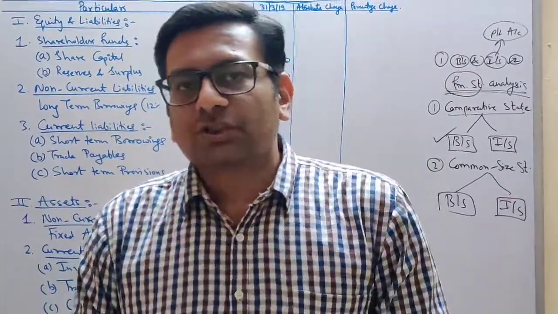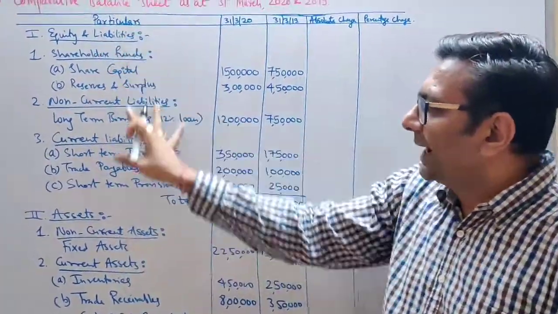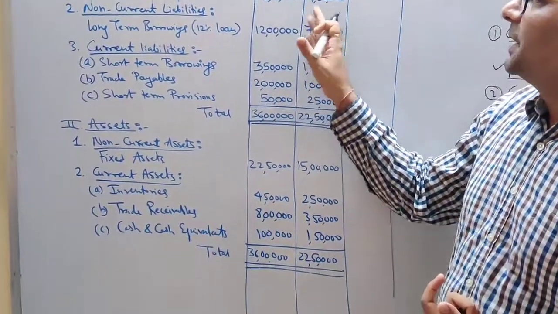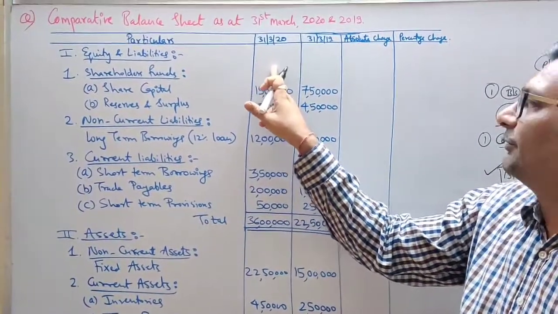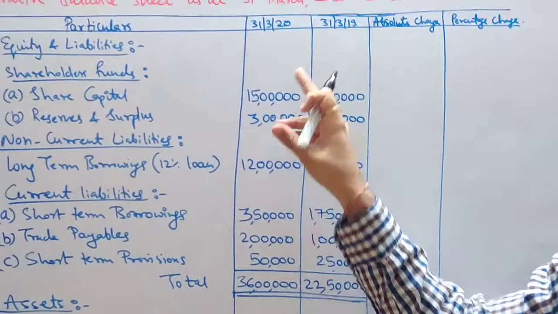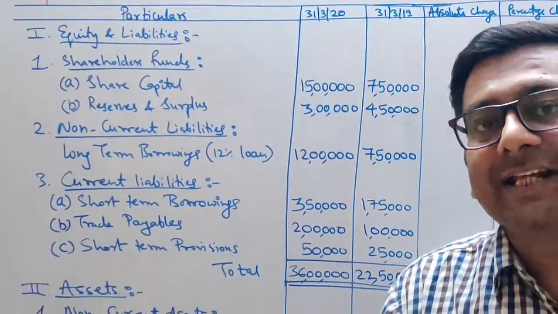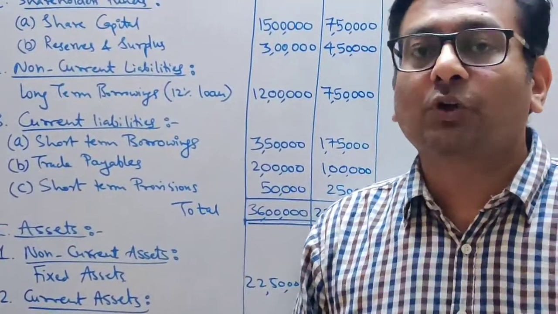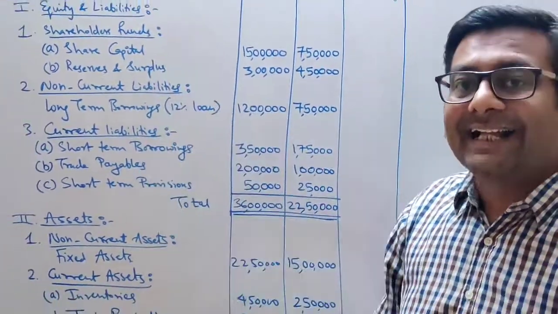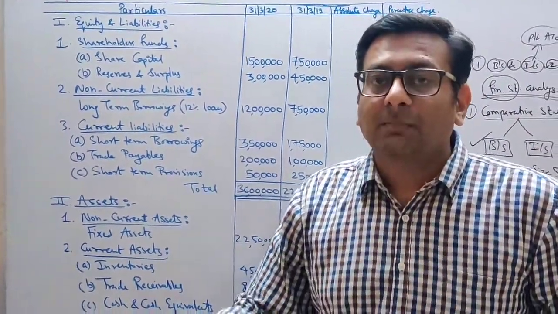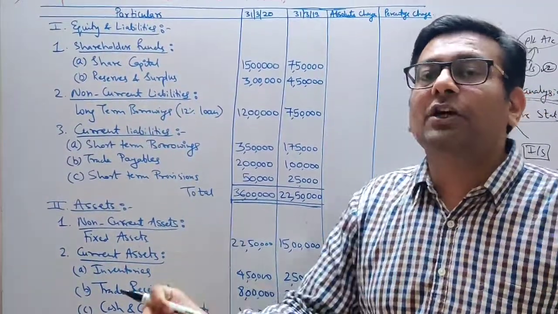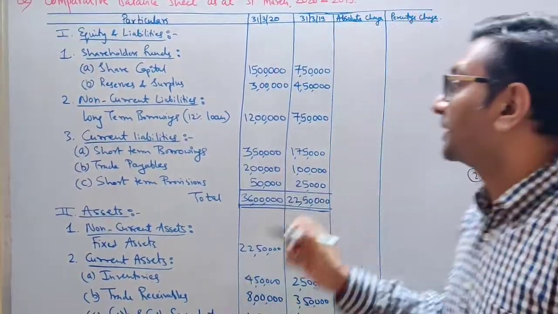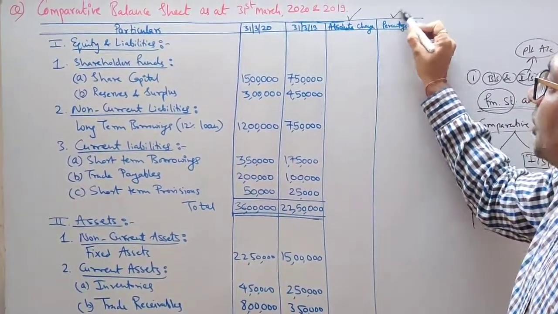Now students, your question in the paper will be like this. They will give you balance sheet with the liability side, with the asset side, and amounts will be given for both the years, for the year 2020 and for the year 2019. So this is your question, and in your answer sheet, the very first thing you have to do is copy the entire question in your answer sheet. But when you are copying it, you have to copy by making 2 extra columns. See this here. I made 2 extra columns.